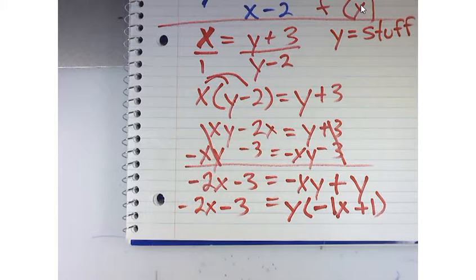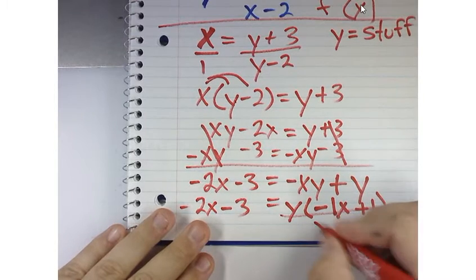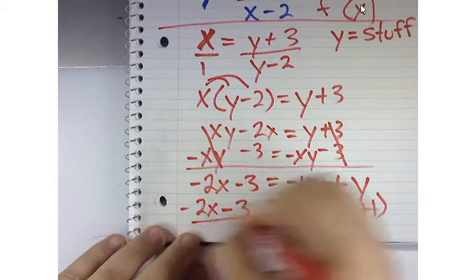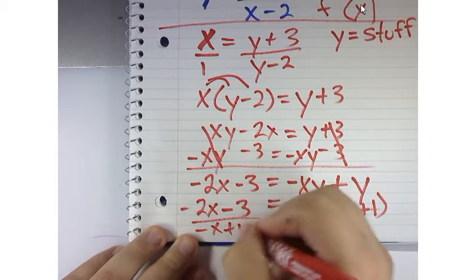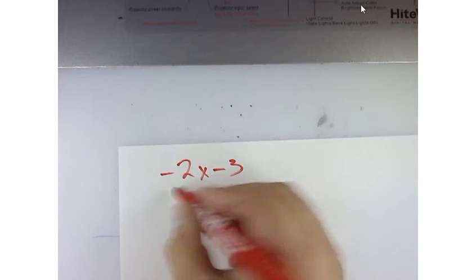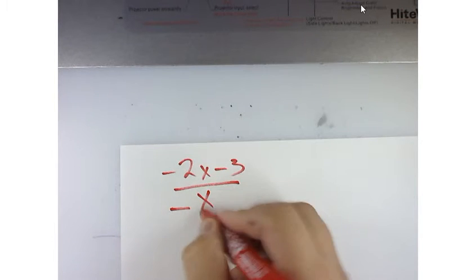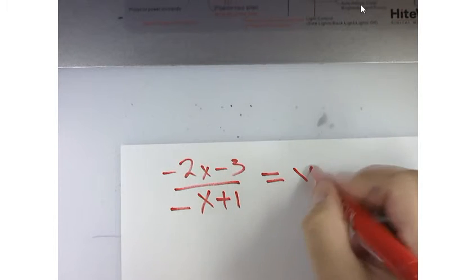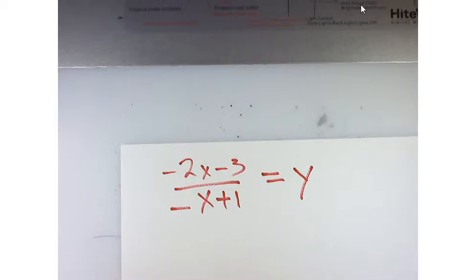Then in the next line, what we need to do is divide everything by negative x plus 1 on both sides. So our next equation will be negative 2x minus 3 over negative x plus 1 is equal to y. That's it. That's our inverse.